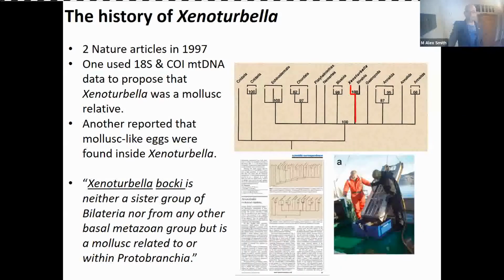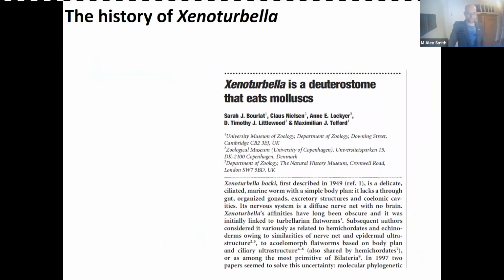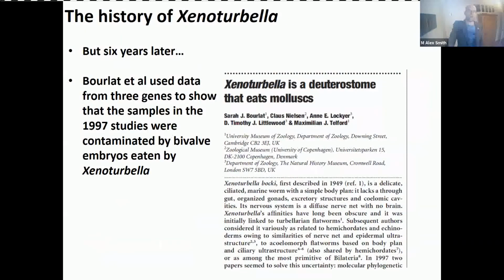Now, we're not done, because 6 years later, people examined this confusing thing. People continued to collect Xenotrebella, and using 3 genes, Borlat et al. found that the samples published in 1997 weren't actually DNA derived from the Xenotrebella. That was DNA from what the Xenotrebella had eaten. Those sequences were contaminants or exogenous DNA based on what the Xenotrebella had consumed. Their analysis then moved the ball: so where does Xenotrebella sit?